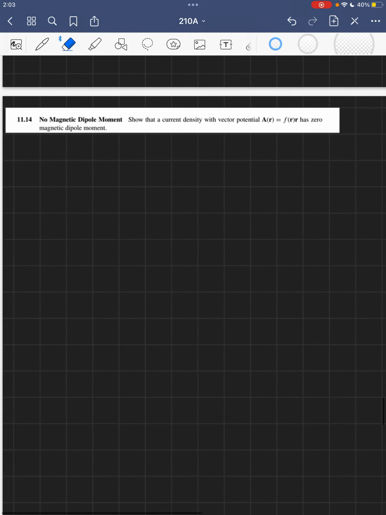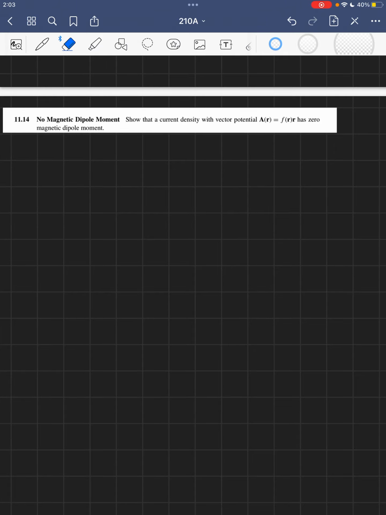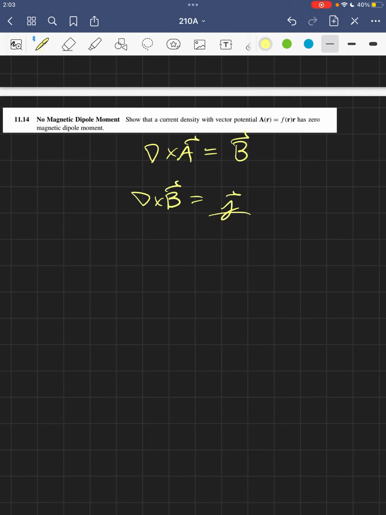All right. So now I'm going to do this problem. We're going to show, again, that there's no dipole moment, basically. What you can do with this problem is you can do it the exact same way we did 11.1. You can go through, calculate the curl of A, and that will give you B. And then you take the curl of B, and that will give you J over mu naught.